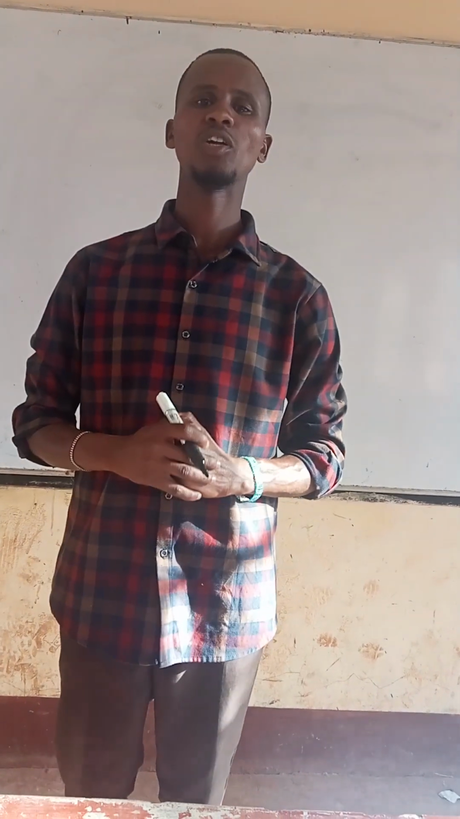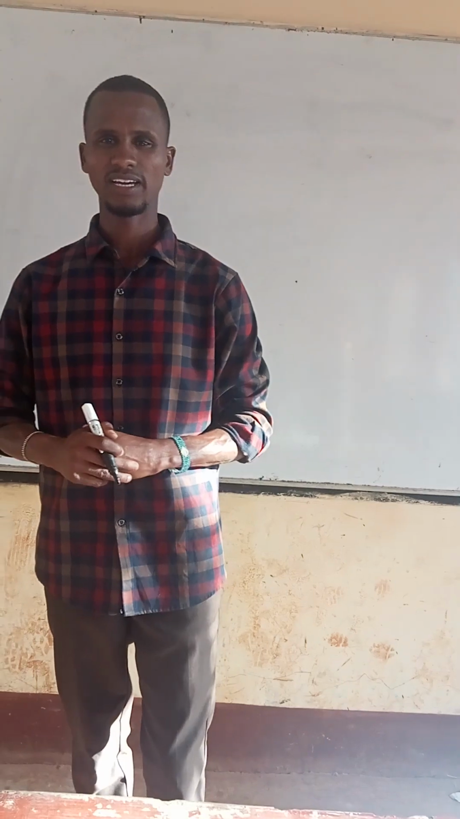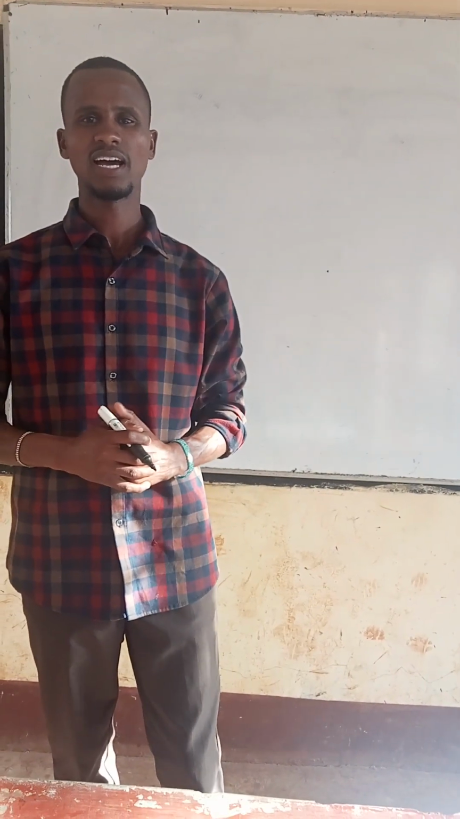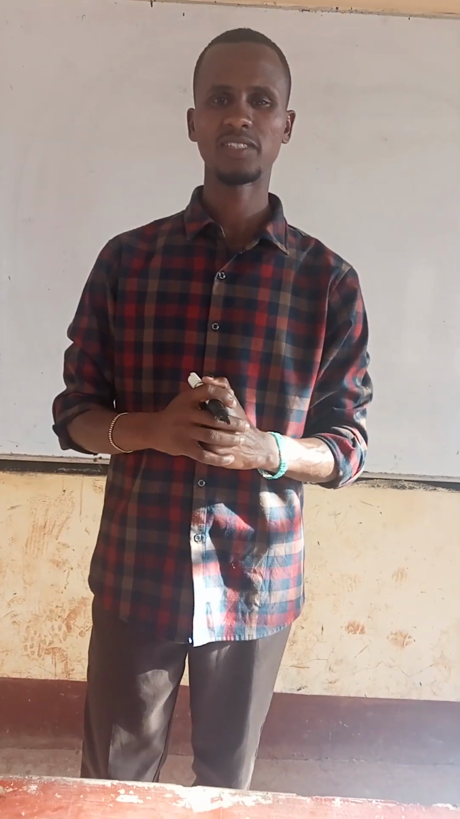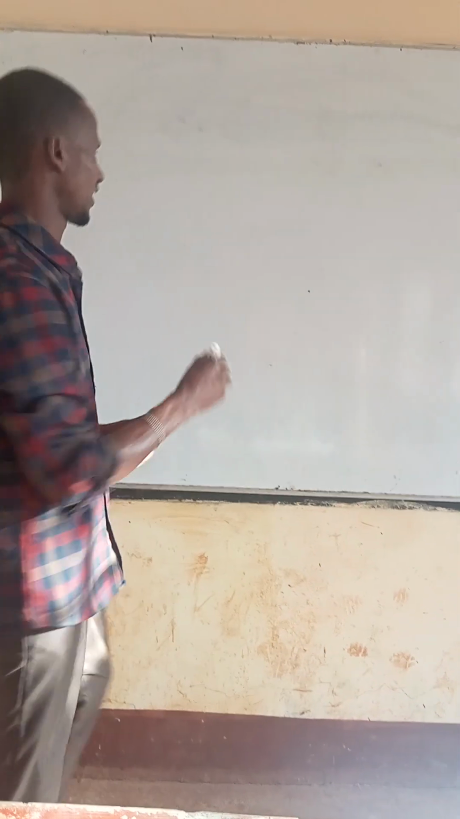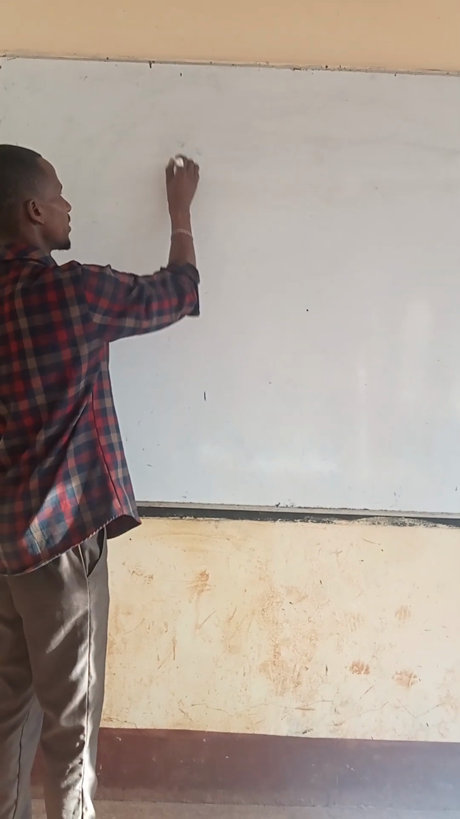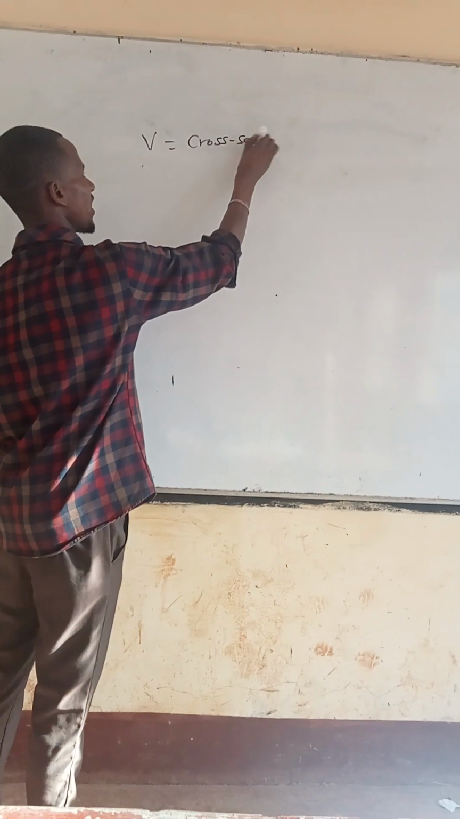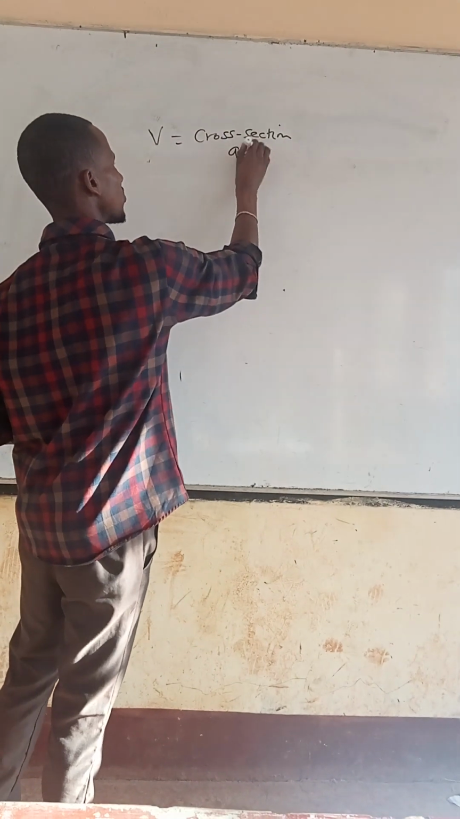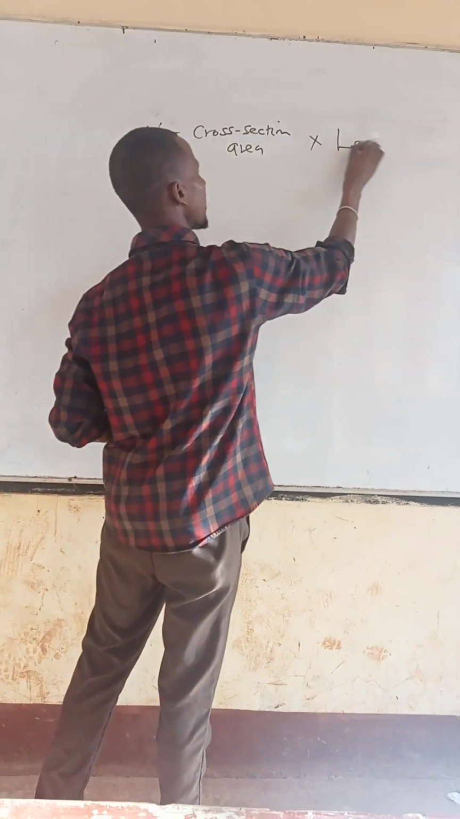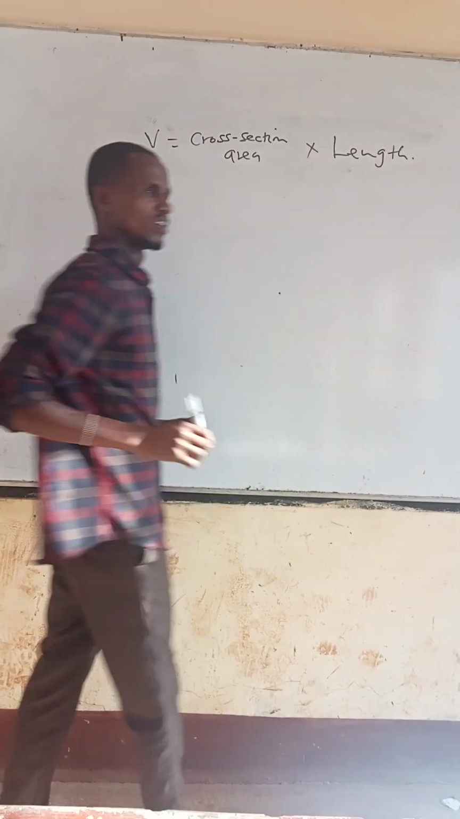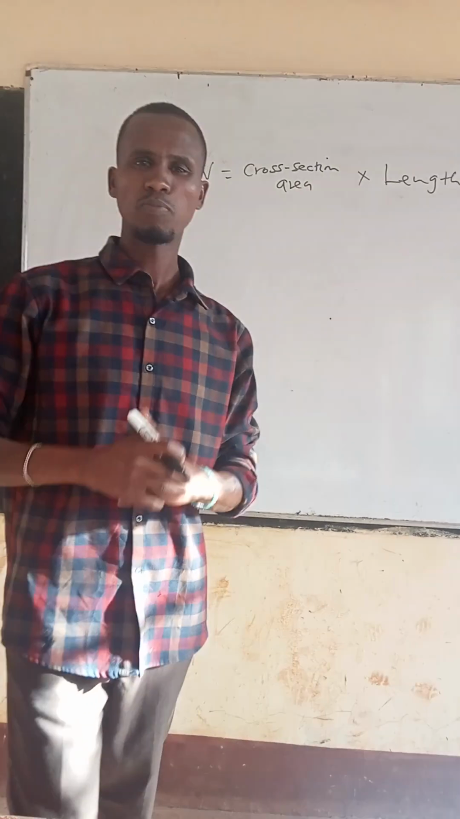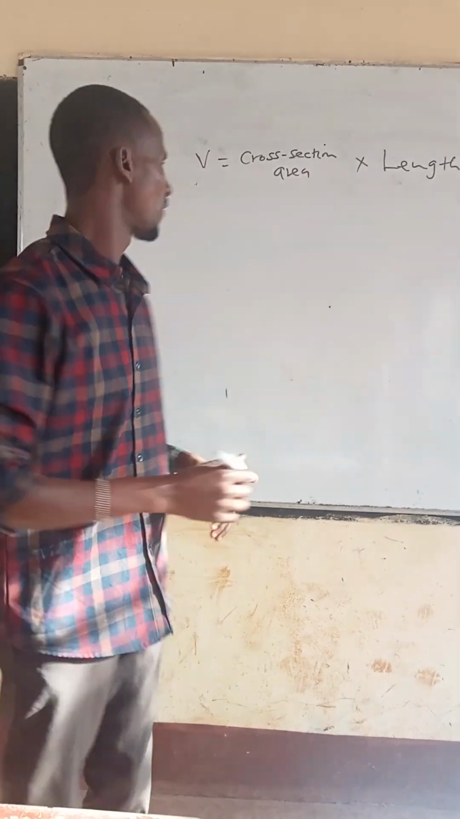Today we want to have a very interesting lesson concerning the volume of polygonal cross-section prism. In the last session, we looked at the general volume of a prism, and we said that the volume of a prism is given by cross-section area multiplied by length.